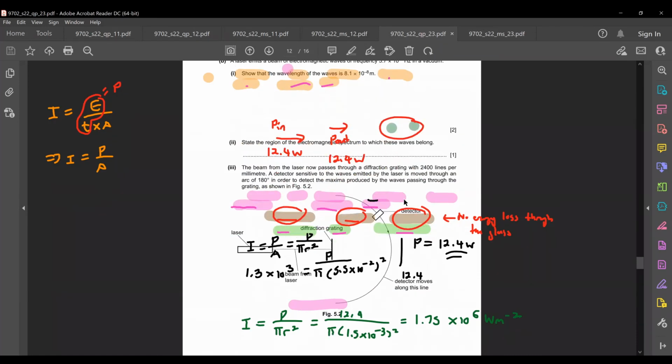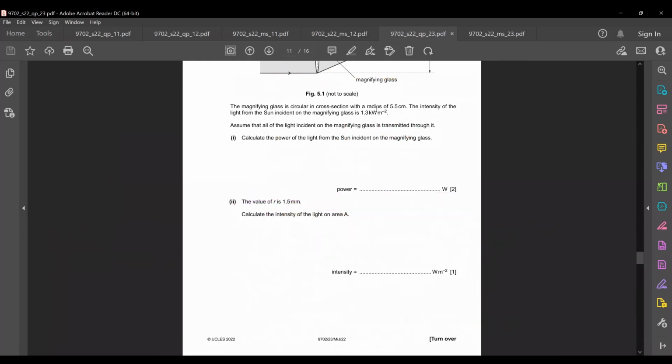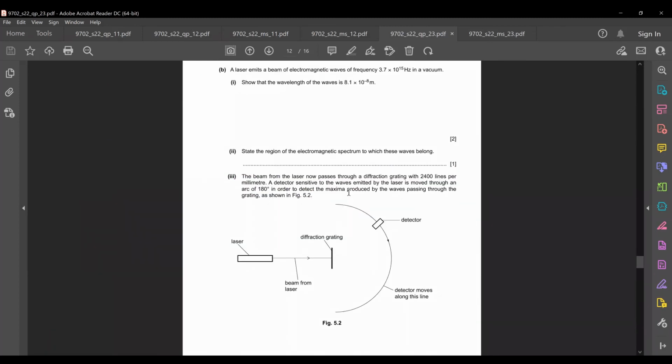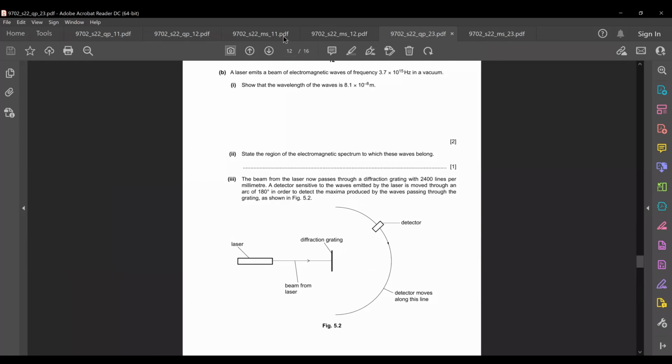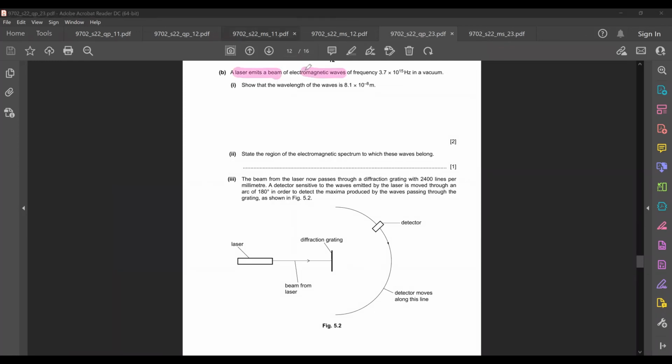There's actually some other parts to this. Now from there, they tell you a laser emits a beam of electromagnetic waves of frequency 3.7 times 10 power 15 hertz in a vacuum. Show that the wavelength of the waves is 8.1 times 10 power minus 8 meter. This one should be pretty straightforward. Keyword here is electromagnetic waves. The moment you see the term electromagnetic waves, this already tells you that v is 3 times 10 power 8 meter per second. Find out the wavelength given the speed and the frequency.